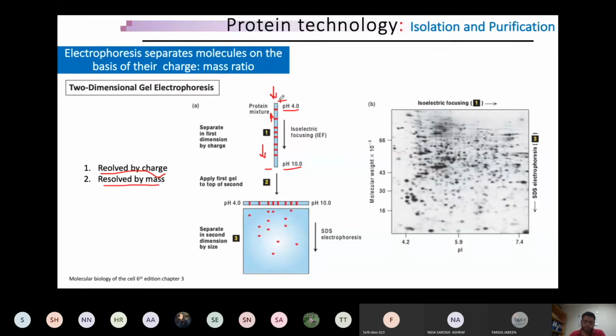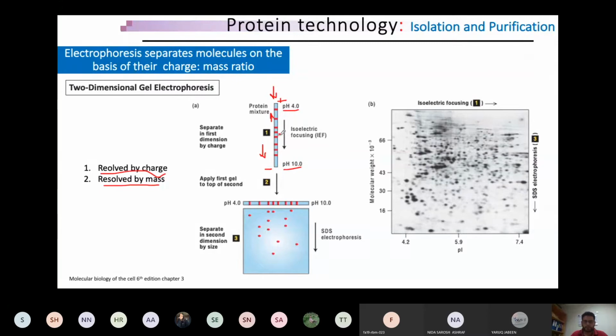So this pH gradient is at one end acidic, and at the other end is basic. If you load a protein onto this strip and apply an electric charge, these proteins will migrate along the strip. Wherever there is an isoelectric point, the pH where the protein has no net charge, the protein will stay at that point.